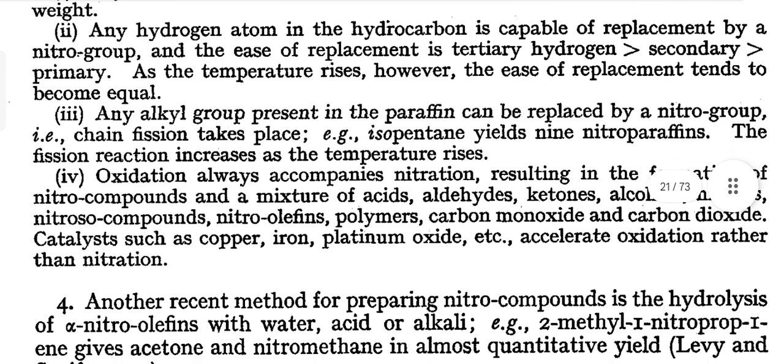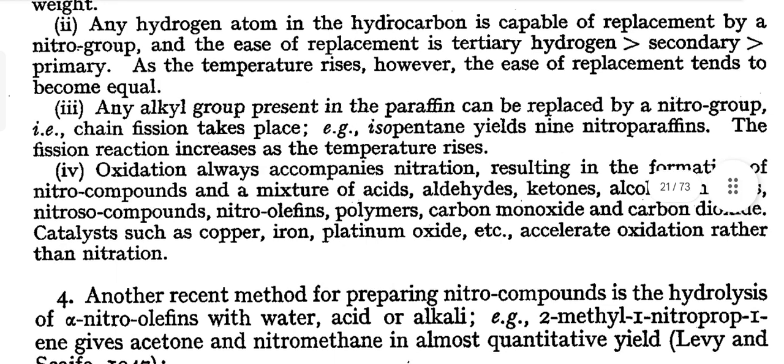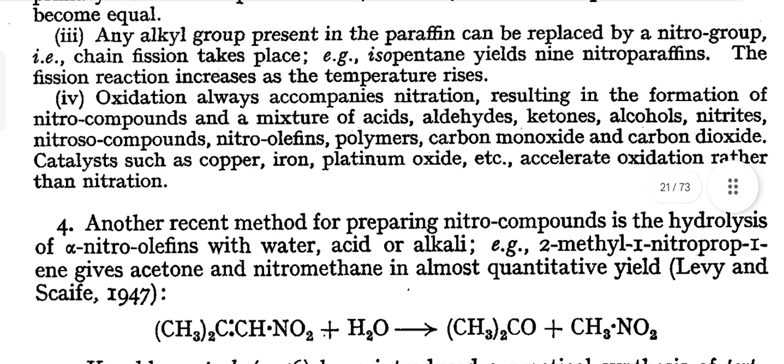Third: any alkyl group present in the paraffin can be replaced by a nitro group, that is, chain fission takes place. For example, isopentane yields nitroparaffins. The fission reaction increases as the temperature rises. Fourth: oxidation always accompanies nitration, resulting in the formation of nitro compounds and a mixture of acids, aldehydes, ketones, alcohols, nitriles, nitroso compounds, nitroolefins, polymers, carbon monoxide and carbon dioxide. Catalysts such as copper, iron, platinum oxide, etc. accelerate oxidation rather than nitration.